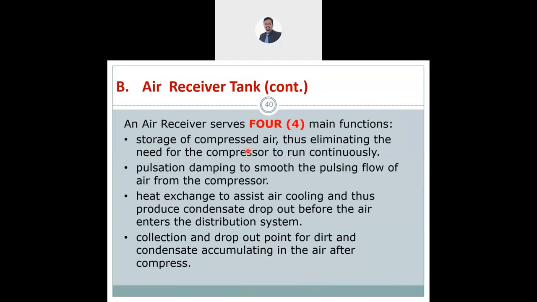This slide is very important: the main functions of the air receiver tank. There are 4 functions. First is as a storage for the compressor, so the compressor does not need to run continuously. You can either make the air receiver tank bigger to cater for more, or add more tanks. If your production requires 1 hour of supply and you cannot find a bigger air receiver tank, you add a few and connect them.